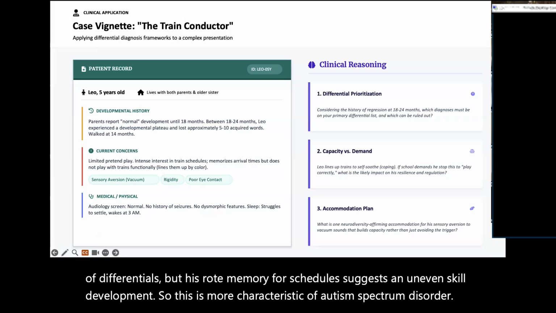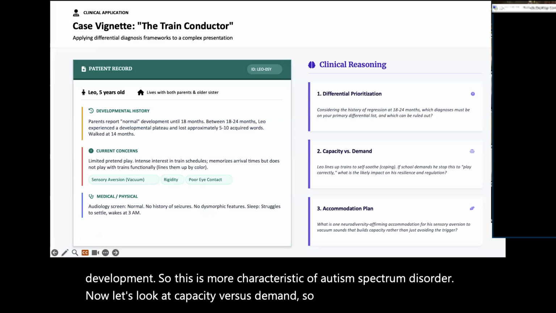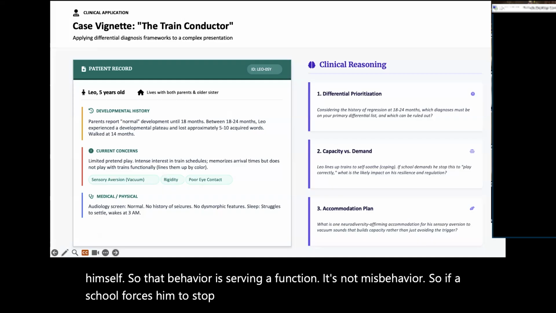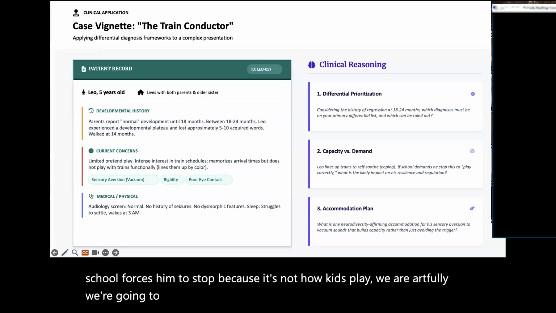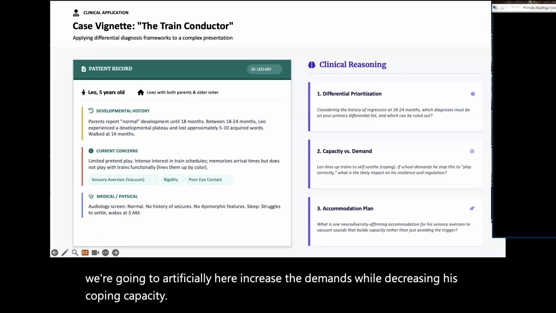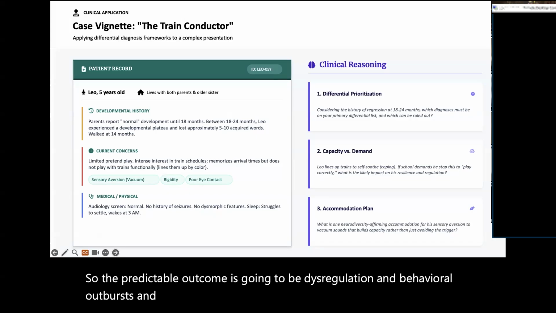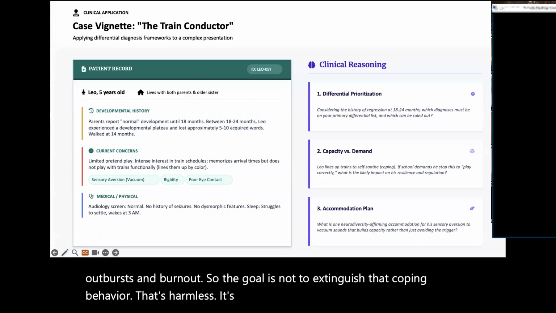Now let's look at capacity versus demand. So Leo lines up trains to regulate himself. So that behavior is serving a function. It's not misbehavior. So if a school forces him to stop because it's not how kids play, we're going to artificially increase the demands while decreasing his coping capacity. So the predictable outcome is going to be dysregulation and behavioral outbursts and burnout. So the goal is not to extinguish that coping behavior that's harmless. It's to expand the capacity over time while preserving regulation.